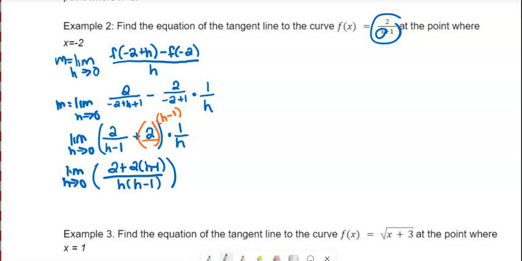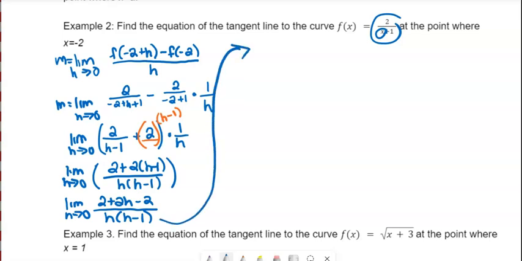Okay, now I can use the distributive property to clean this up a little bit. I have 2 plus 2h minus 2 over h and h minus 1. I don't want to expand these brackets yet because I might be able to cancel something, and that's handier. Okay, 2 minus 2 is 0, so I have 2h over h and h minus 1. So this is going to cancel. So I'm just left with 2 over h minus 1.